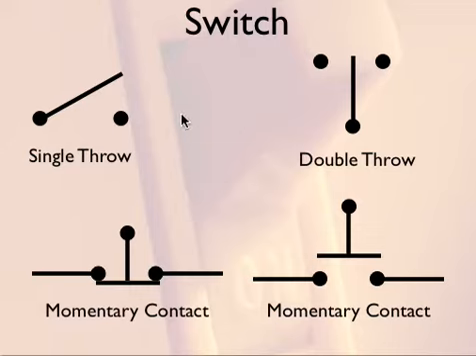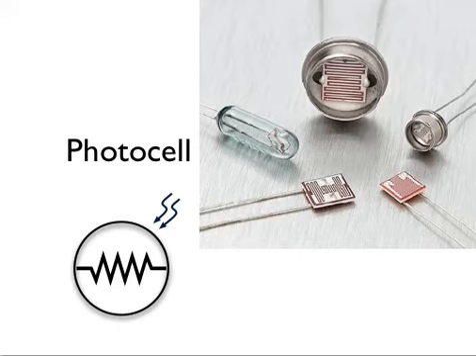Okay, we left off our schematic symbols with switches. So the first new device we'd like is a photocell. A photocell is a device whose resistance changes based on brightness. The symbol is a resistor inside a circle with light shining in on it. The more light that hits it, the lower the resistance becomes.